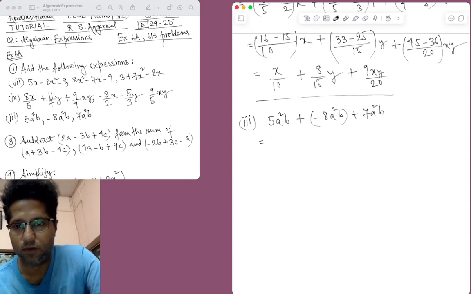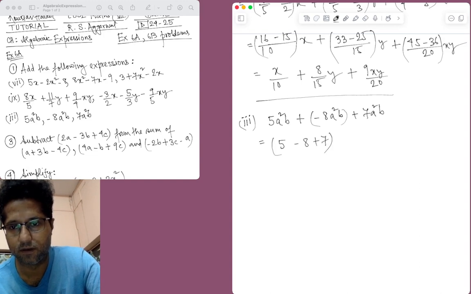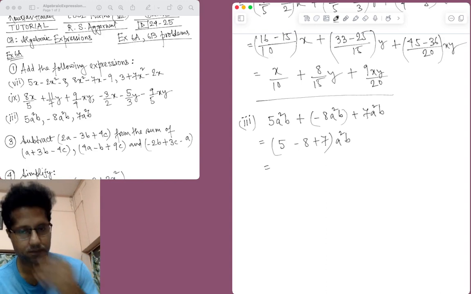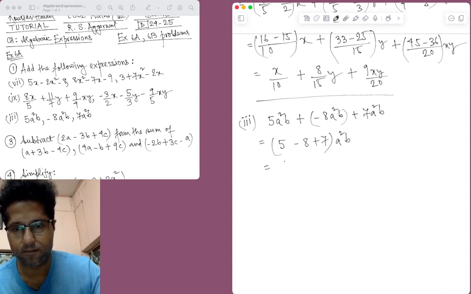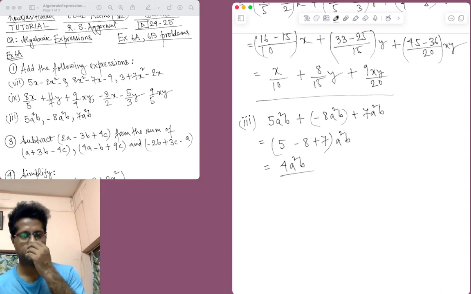Okay, so how do we add like terms? We add the coefficients. So this will be minus 8 plus 7, and we have the literal coefficient. So this becomes 4 a square b. So this is the result, the answer.